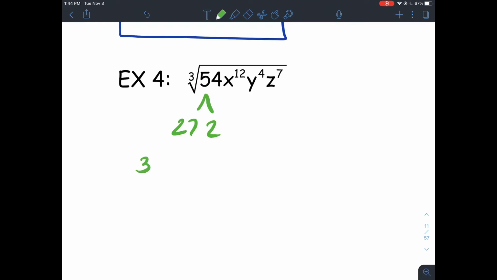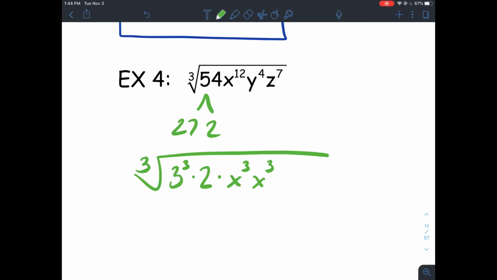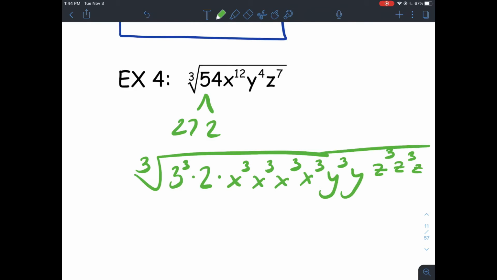So again, we're going to rewrite this. 3 cubed times 2 times, and then the x to the 12th, we can do x to the third, x to the third, x to the third, and x to the third, y to the third times y, z to the third, z to the third, and z. So notice, how am I doing this? All of these are adding up. 3, 6, 9, 12. That gives me my 12 there. 3 and 1 give me my 4. 3, 3, 1 give me my 7. All right, so that is how I got that.